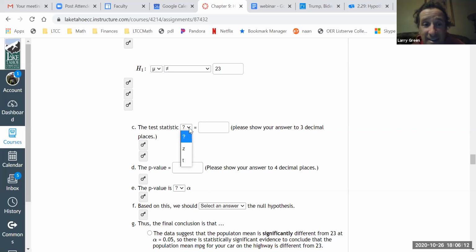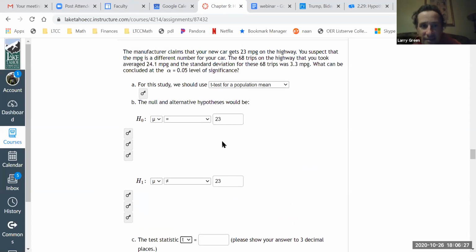Okay, the test statistic. Is it Z or T? Yeah, this one's T because, again, we already decided we're doing a t-test. Any questions so far? Okay, any questions?